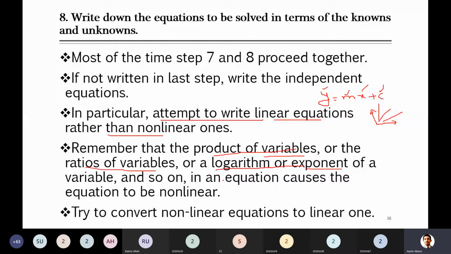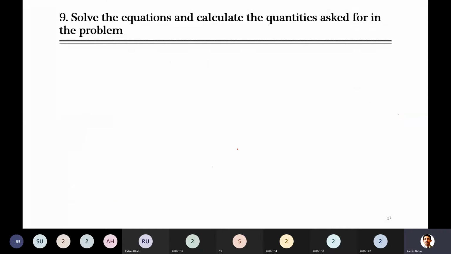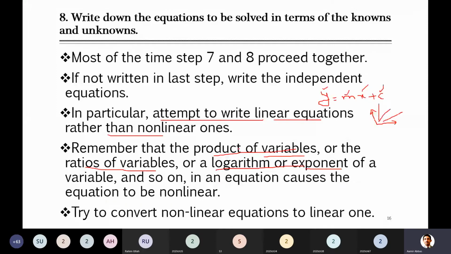For example, if anything is in the form of a log, we apply the properties of log and try to simplify the equation. Or if something is in the form of an exponent, we try to solve it in such a way that it becomes somehow linear. When you are solving problems, you will come across such specific examples, and you can think at that time about how to make it simple.